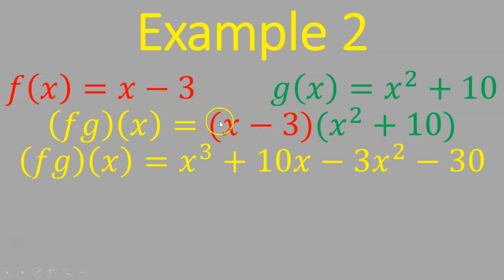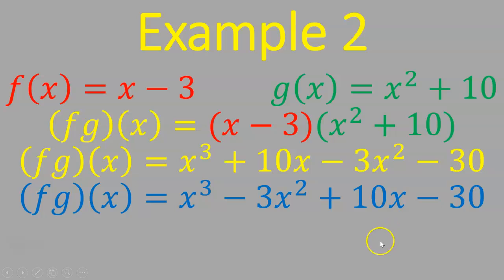Just like before, you're distributing. x times x squared is x to the third. x times 10 is 10x. Negative 3 times x squared is negative 3x squared. Negative 3 times 10 is negative 30. And you just rearrange to get that cubic polynomial with four terms there.